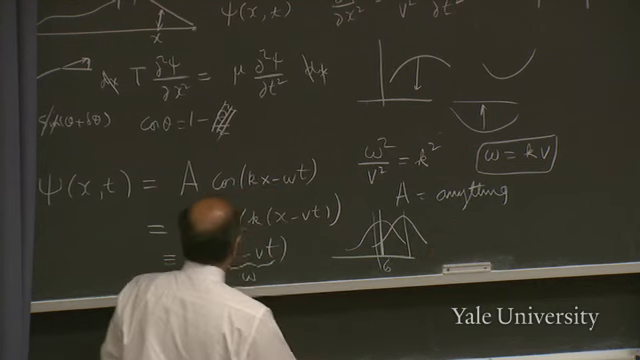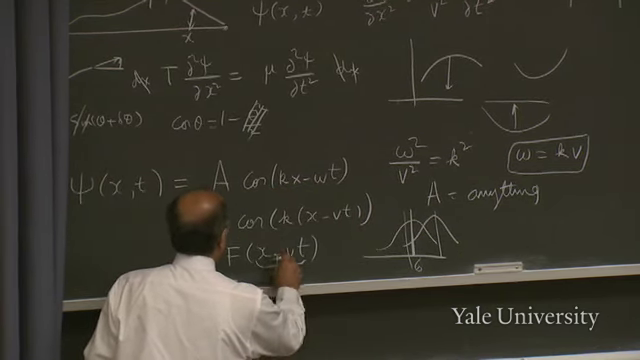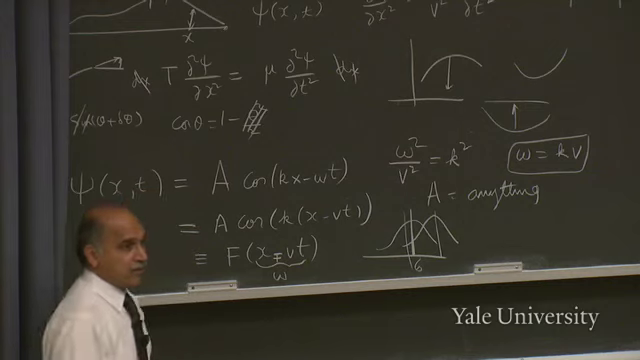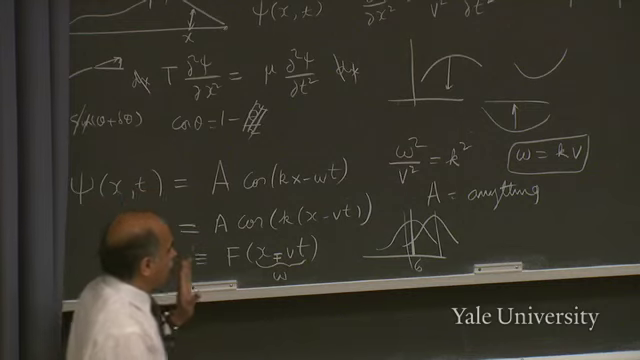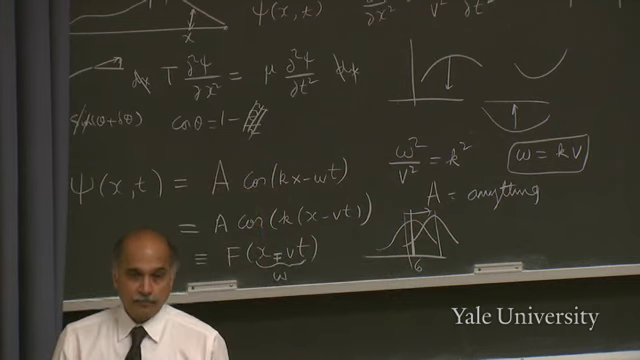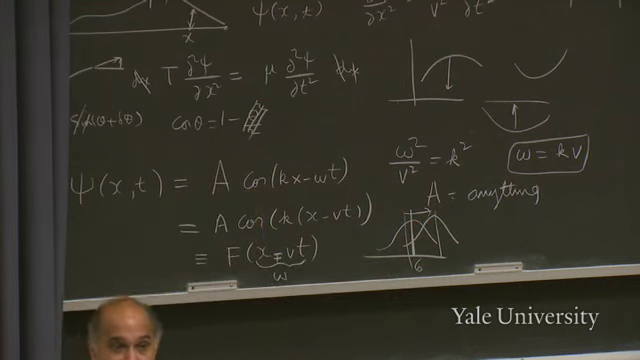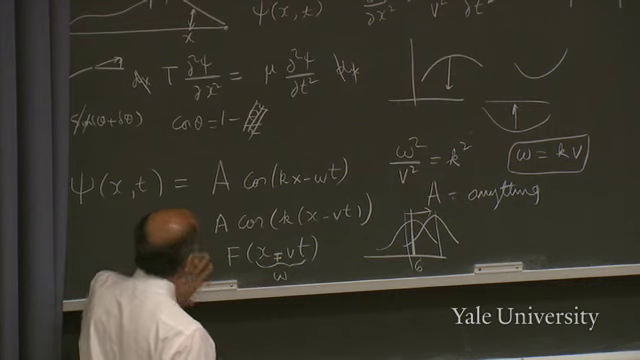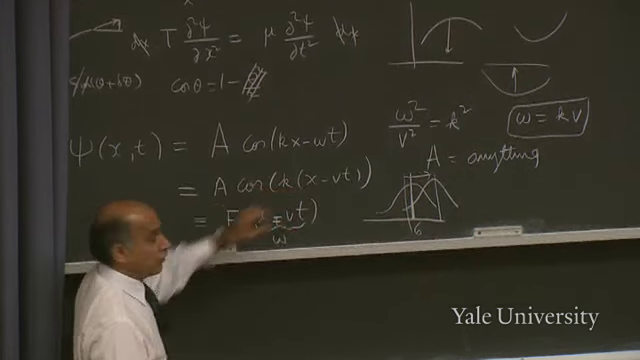So it turns out you can have x minus vt or x plus vt. They're both solutions to the wave equation. With a minus sign, the signal is moving to the right. With a plus sign, it's moving to the left. That's a summary of what I did last time. So last time we derived the wave equation, and we took this particular solution.